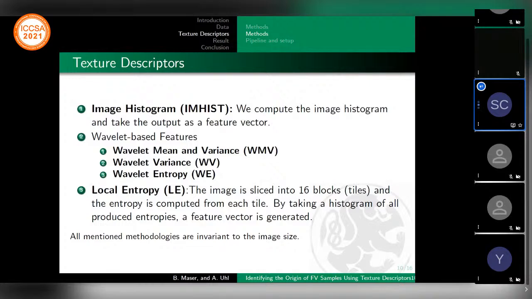Then the next one is the local entropy method. For this method, the image is sliced into 16 tiles, and the entropy is computed from each tile. And then we just build a histogram over the entropies, which generates the feature vector. And we have to mention that all the mentioned methods are designed in a way so that they're invariant to the image size.